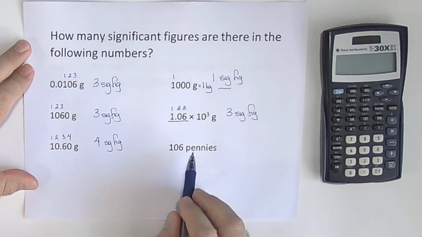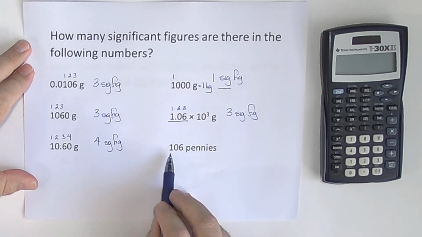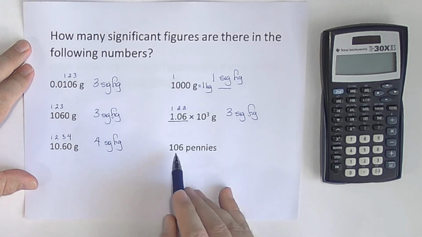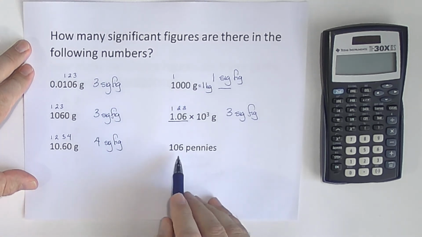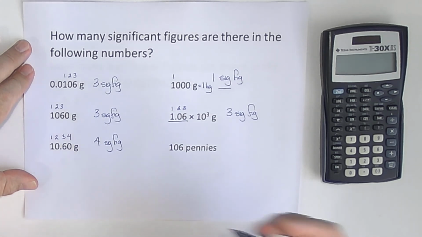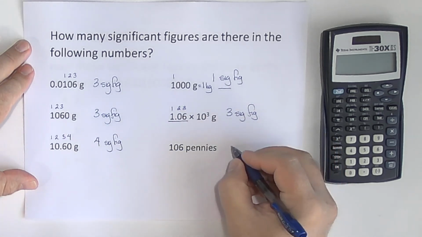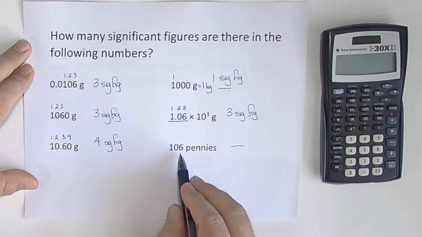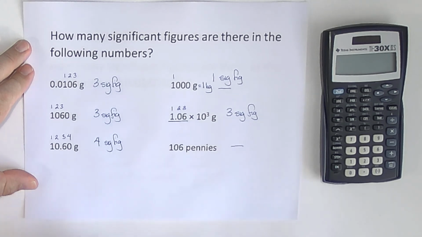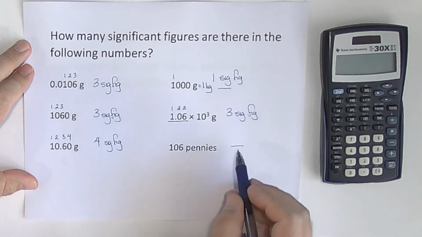106 pennies is an interesting case again. If those pennies are counted one at a time, it's a discrete value. There's specific allowed values, and there won't be a measurement uncertainty. If the pennies were estimated by weighing the pennies and knowing the average mass of a penny, then that would be a measured value because mass is a continuous variable. But in general, if you sat down and you counted out 106 pennies, we wouldn't talk about measurement uncertainty in those pennies, and so this would not have significant figures.